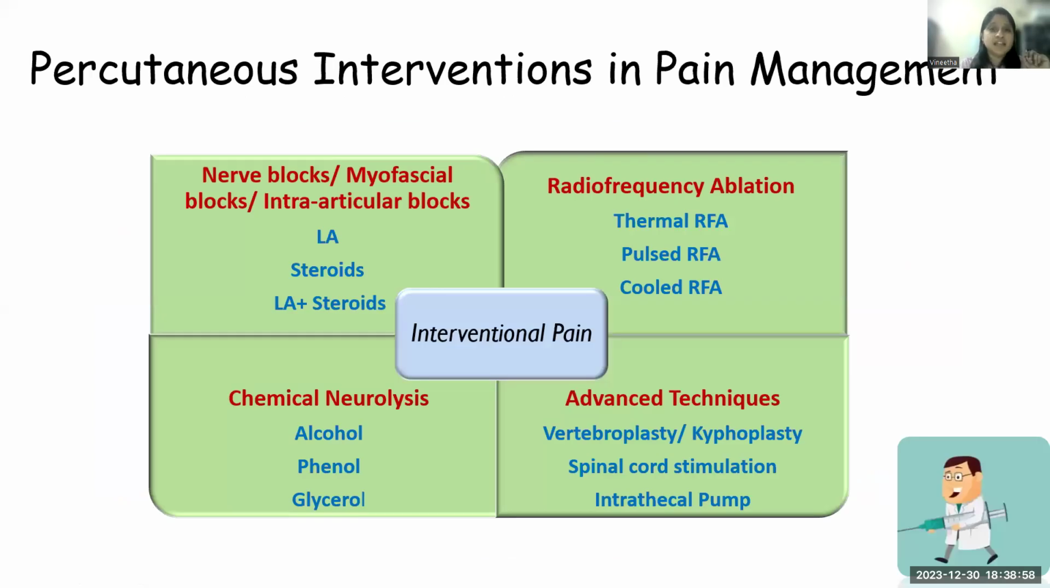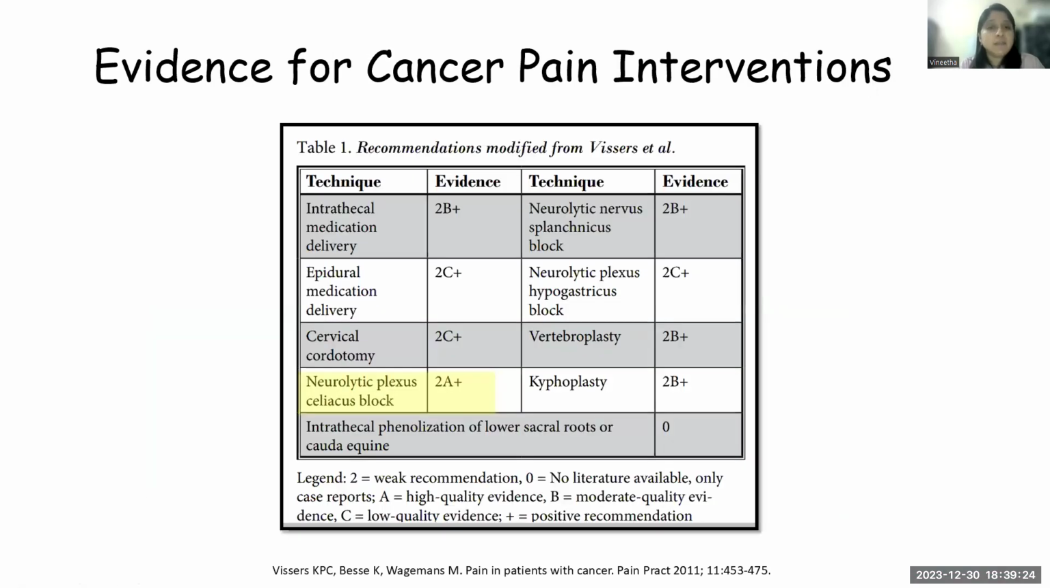And finally, about interventions, the percutaneous interventions in pain management. We have nerve blocks, myofascial injections, and intra-articular blocks using local anesthetic and steroids. We have radiofrequency ablation now, thermal radiofrequency and different types of radiofrequency ablation. Then chemical neurolysis, commonly done for cancer pain, using alcohol, phenol, or glycerol. And we have some advanced techniques like intrathecal pump and spinal cord stimulation. Among these interventions, the maximum evidence is for celiac plexus neurolysis for upper abdominal malignancy. This has got the maximum evidence.